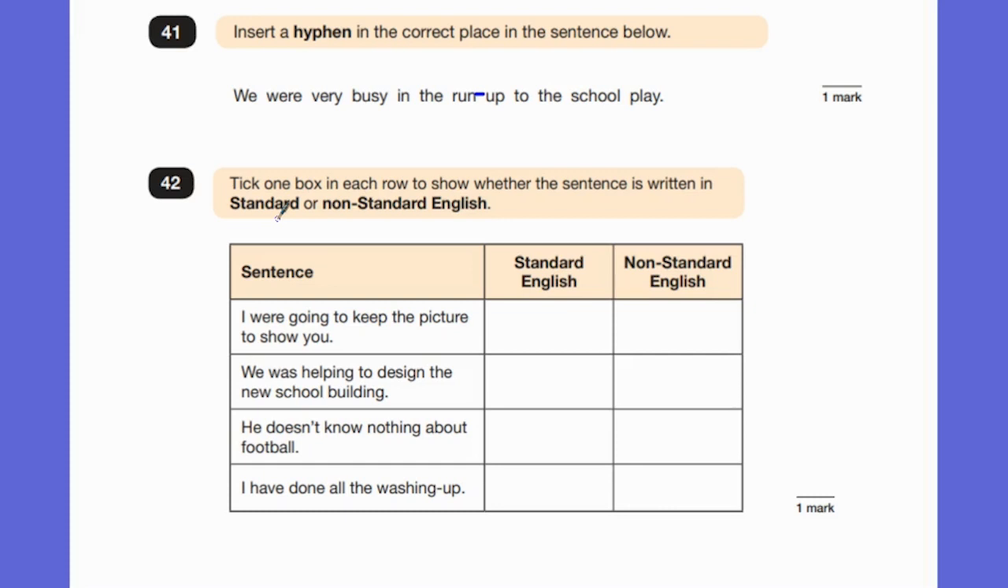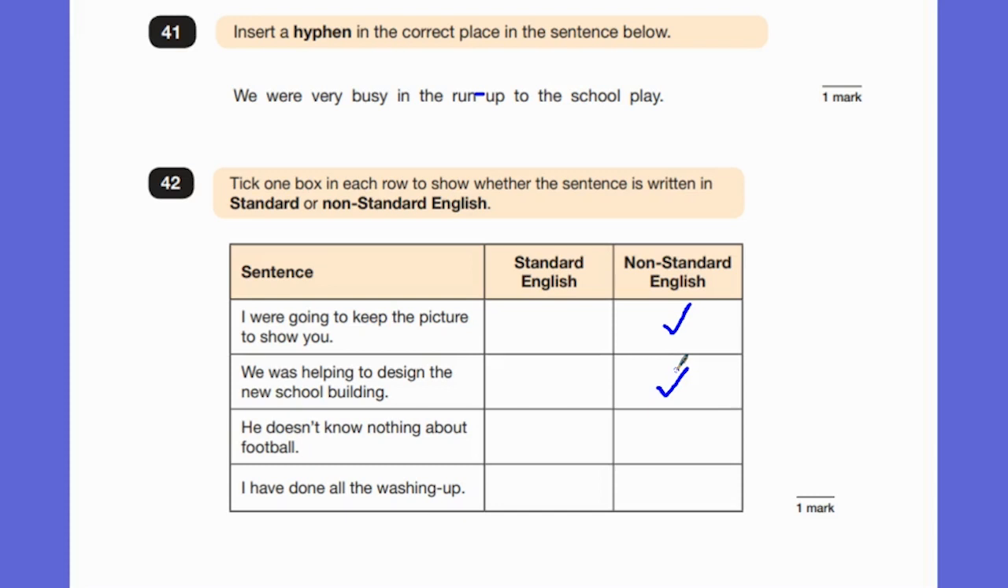So number 1, the first one there, I were going to keep the picture to show you. Now that does not make sense. That is non-standard English. And if we were going to correct that, you would say, I was going to keep the picture to show you. The second one, we was helping to design the new school building. And again, in this scenario, that is non-standard English. That should be, we were helping to design the new school building.